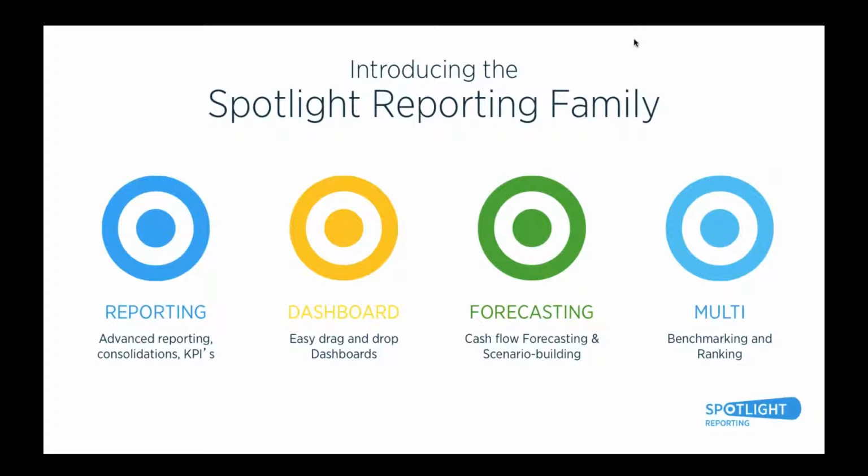The third product is Spotlight Forecasting, a 3-way forecasting tool, scenario tester, a budget planner, and the fourth product is Spotlight Multi. Multi is primarily used by franchisors who are looking to rank and benchmark each of the franchisees against each other and provide insight to each of their franchisees. Spotlight Multi allows for up to 500 entities. So it's very specific. If you've got any franchise clients out there, Multi is the product for them. But usually most clients fit under reporting or dashboard or forecasting.